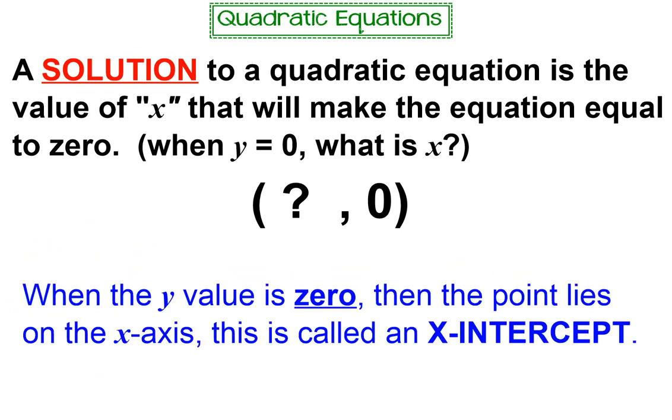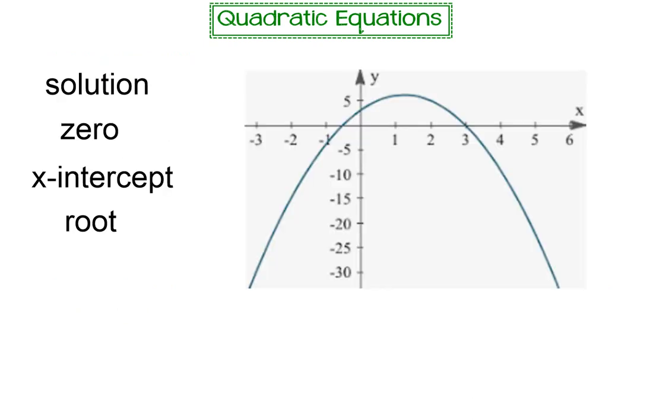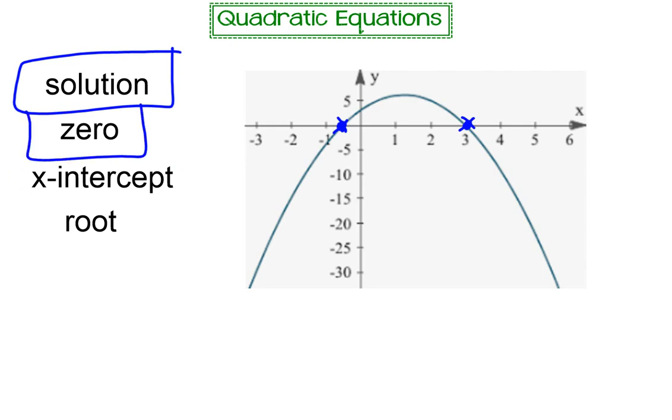So when the y value is 0, then the point we're looking for lies on the x-axis, and that's called an x-intercept. So today I want to introduce you to the 4 terms for the same item that we're talking about here. So where this parabola crosses the x-axis is called the x-intercept. That's pretty obvious of a definition. These x-intercepts are also known as the solutions. They're also called zeros because their values will always have a 0 in the y position.